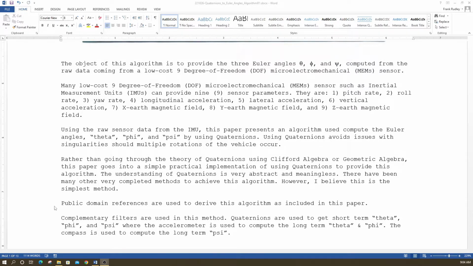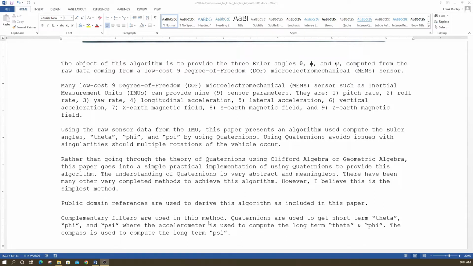Public domain references are used to derive this algorithm, as included in this paper. So I was able to search the internet and find things in the public domain that helped me with developing this algorithm. So all this stuff is in the public domain and free to whoever may delve in to try to use it.